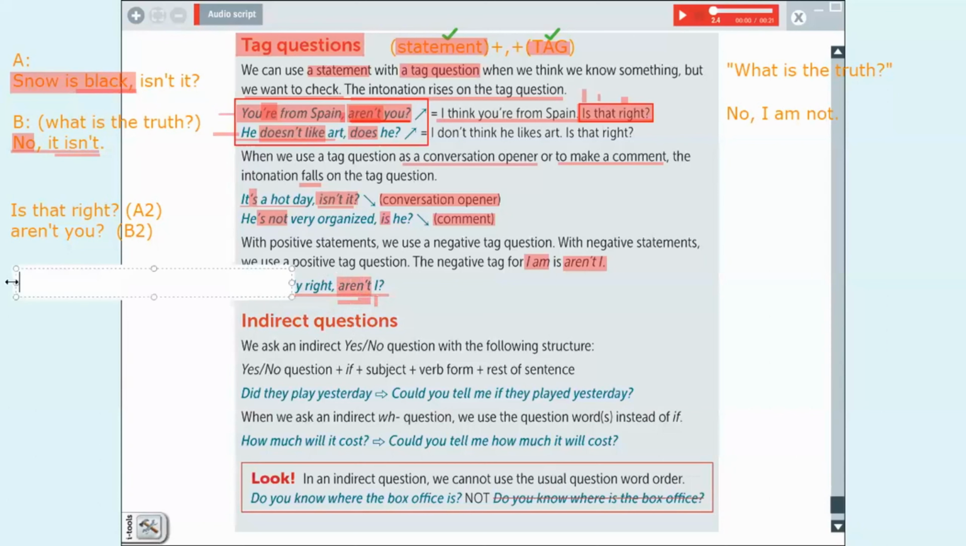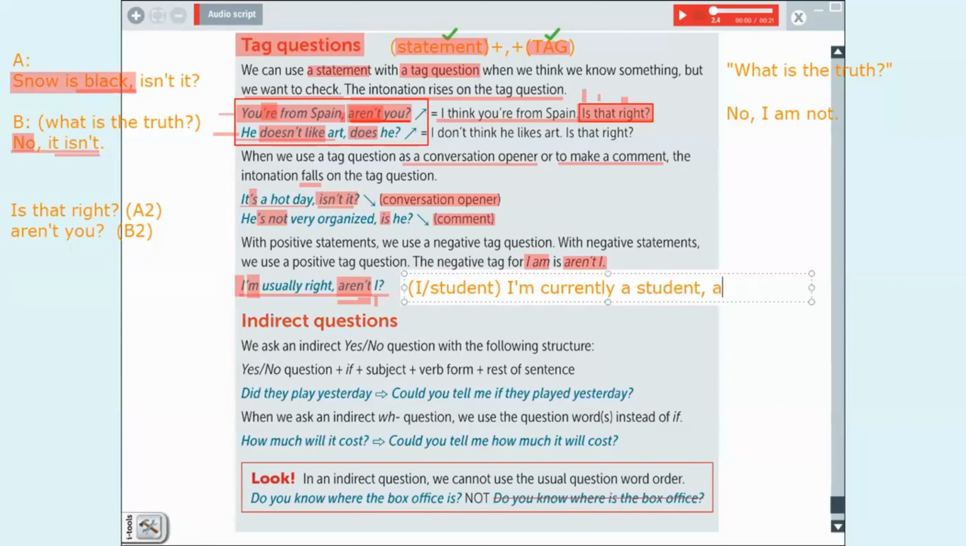I need you to use the subject I, and I need you to use a student. Please create a tag question with a statement based on that information. Okay. I'm currently a student. How can you finish this one?